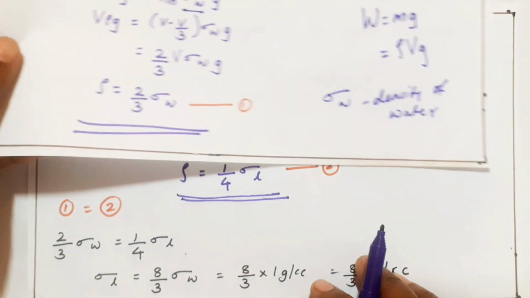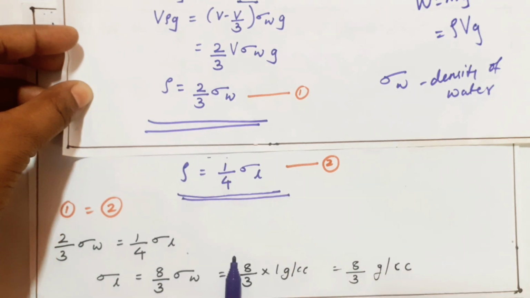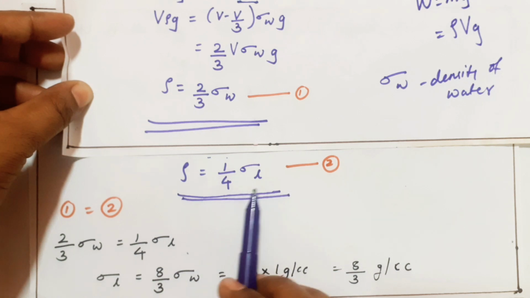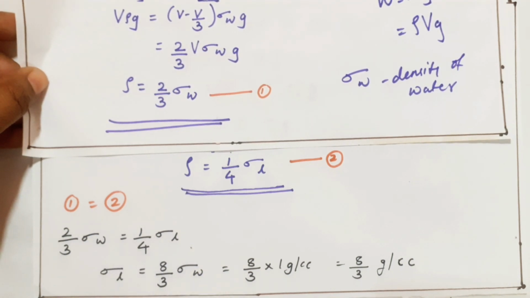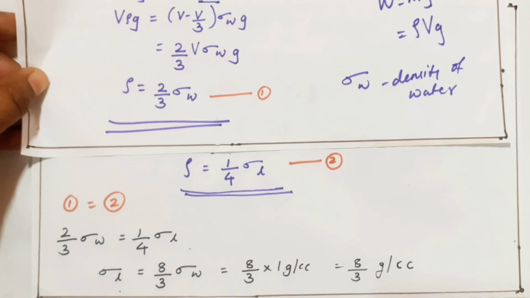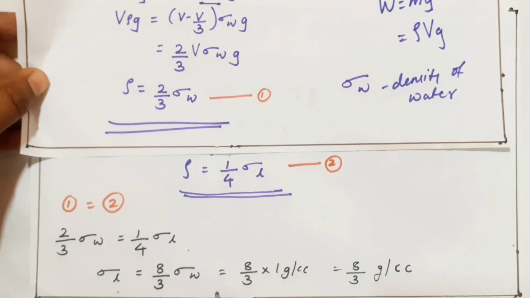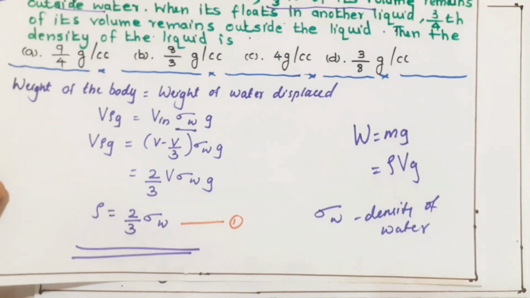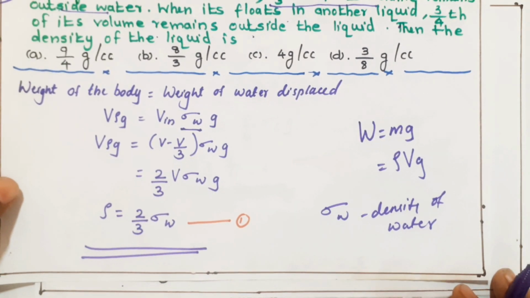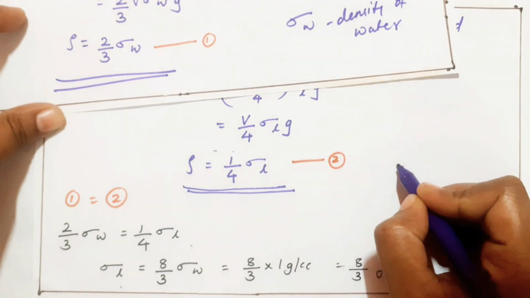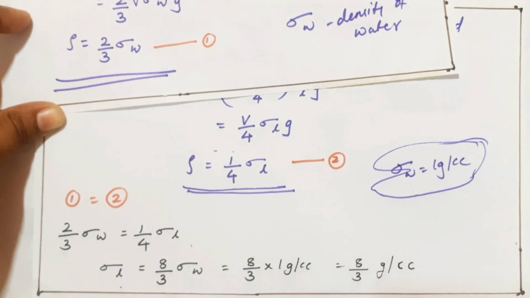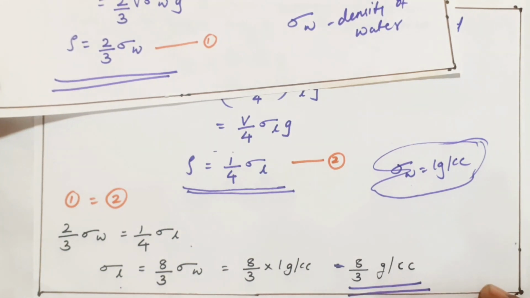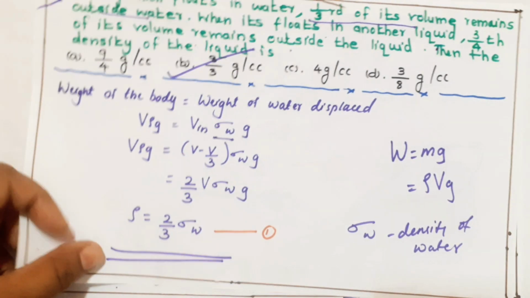So I got two equations for rho. One is rho equals 2 by 3 sigma W, in terms of water density. Another one is rho equals 1 by 4 sigma L, in terms of the other liquid. I am equating. So 2 by 3 sigma W equals 1 by 4 sigma L. So sigma L equals 8 by 3 sigma W. They gave it in the question, or you have to remember that the density of water is very important. The density of water is 1 gram per cc, a very important constant value. So 8 by 3 into 1 gram per cc equals 8 by 3 gram per cc. That means the second option, 8 by 3 gram per cc.